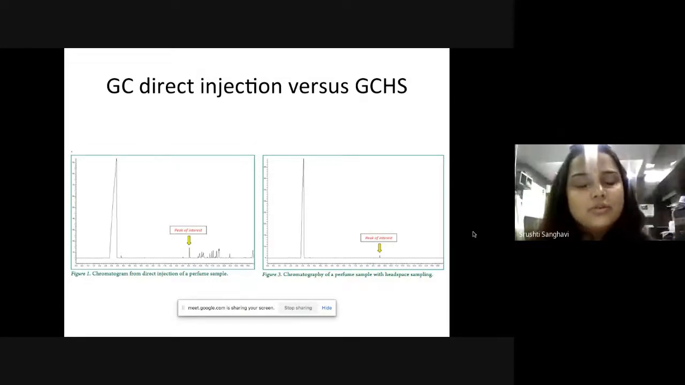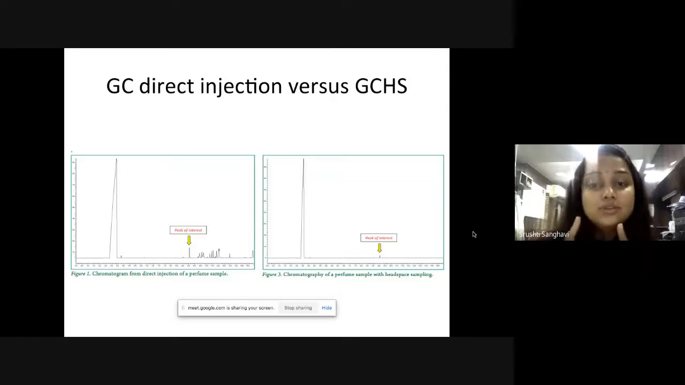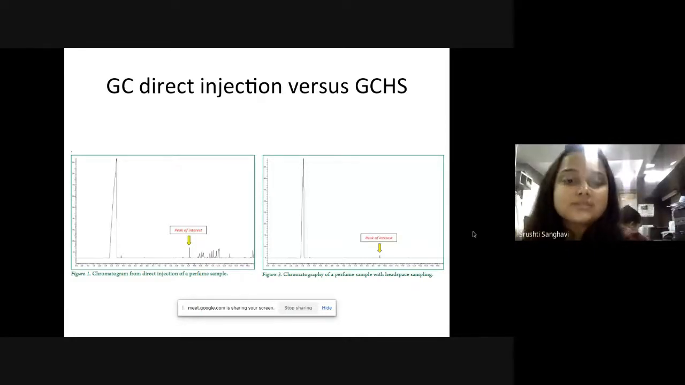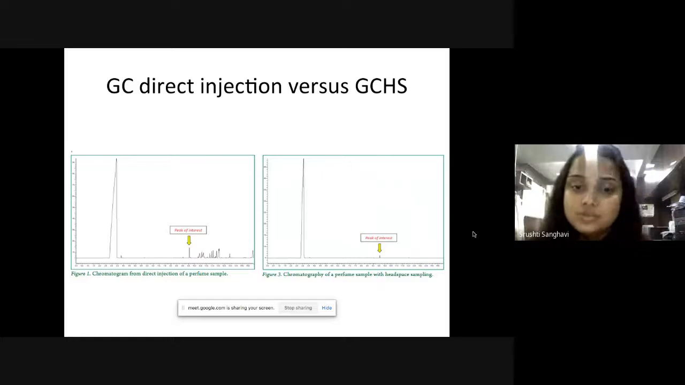But actually, if I only want to check one volatile component of the rose oil, if that is my work right now, then I will put it into GCHS. The same perfume, if I want to check whether my batch to batch consistency is there or not, I will use direct injection. Today I make a perfume, 3 months later I make a perfume, 6 months later I make a perfume. All of them should smell the same. They should have the same composition.